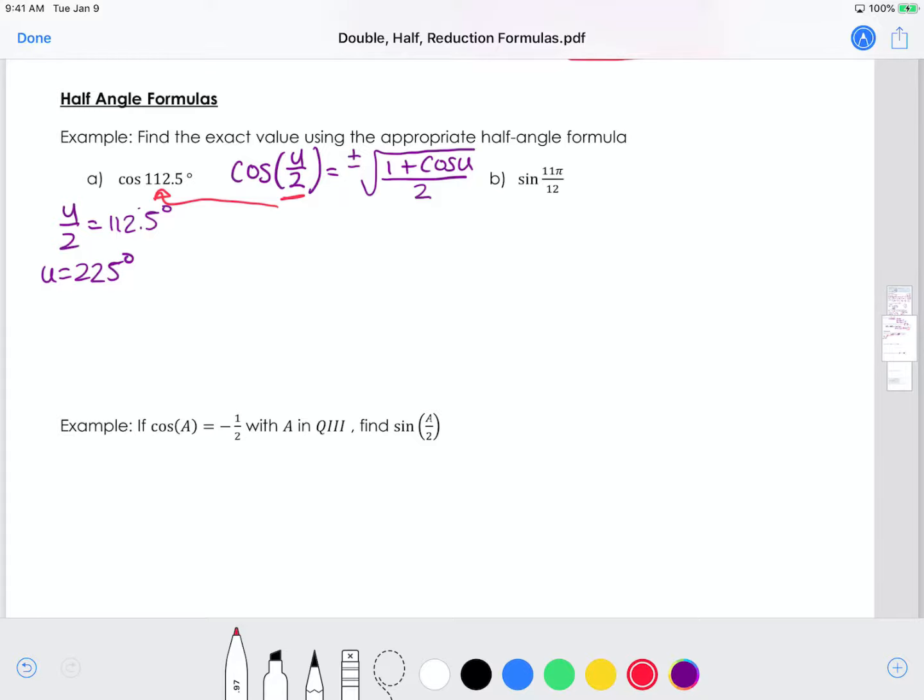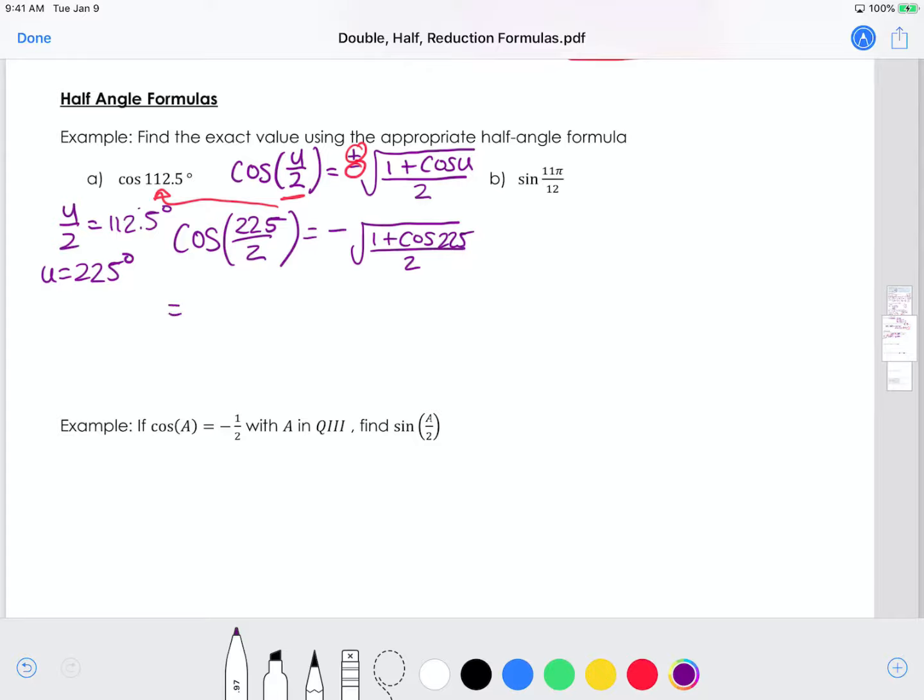The other thing I want you to notice is that we've got plus or minus depending on what quadrant we're in. Since we're trying to find the cosine of 112.5 degrees, that's in the second quadrant. Cosine in the second quadrant is negative, so we're going to use the negative square root. So I have cosine of 225 over 2, which is the 112.5 degrees, is equal to negative square root of 1 plus cosine of u, and u we said was 225, all over 2.